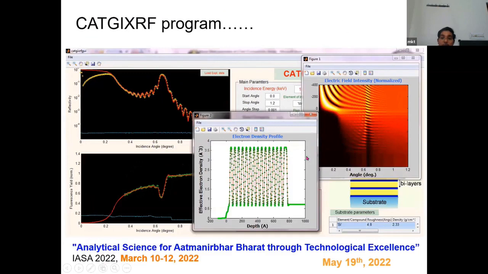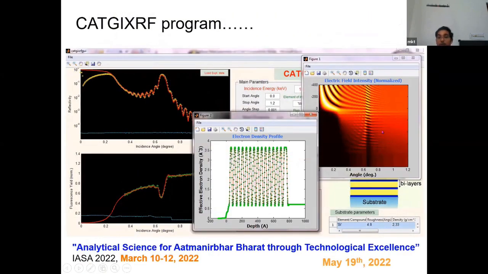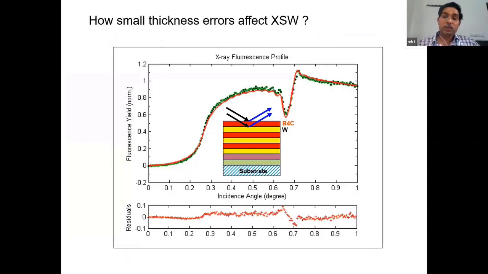It can also give you the electric field distribution and the effective electron density. You click on this, and it shows how the electric field is distributed above the surface as well as inside the material. And this provides the electron density profile, how the electron density of the system changes as a function of depth. This is a good thing, that we normally do the analysis simultaneously. This is also important.